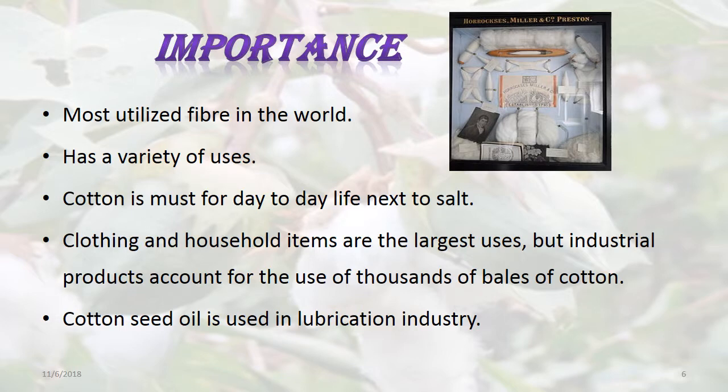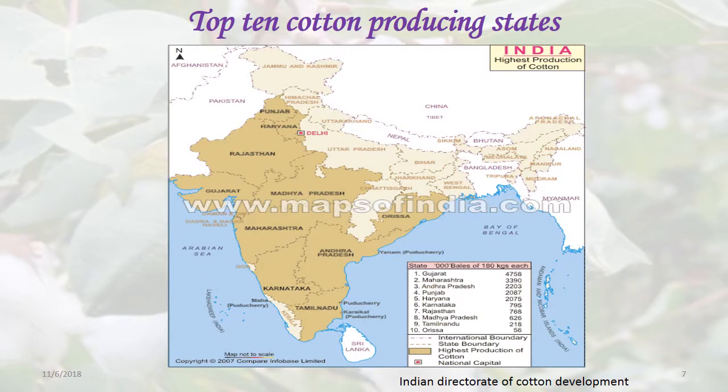Importance of cotton. It is the most utilized fiber. It has a variety of uses. It is a must for day-to-day life, next to salt. Clothing and household items are the largest uses, but industrial products account for the use of thousands of bales of cotton. Cottonseed oil is used in the lubrication industry. Top 10 cotton producing states. First one is Gujarat, followed by Maharashtra, then Andhra Pradesh, Punjab and other states.